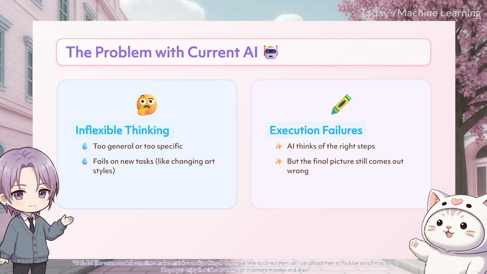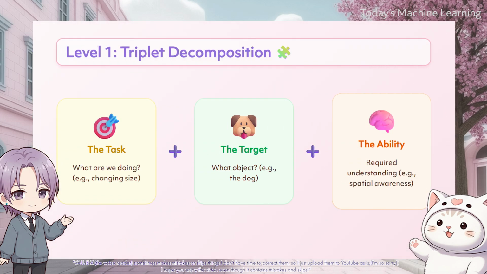But the problem the researchers found is that the robots were either too general, or they were too specific and could not handle new types of tasks. If a robot learned exactly how to move objects around, it might completely fail if you asked it to change the art style of the picture into a watercolor painting. The robot would get confused because its step-by-step thinking was not flexible enough. Also, sometimes the robot would think of the right steps, but the final picture would still come out wrong. This paper tries to solve these big problems by creating a new way for the robot to think, which they call Meta-CoT. Let me explain how this magical method works.